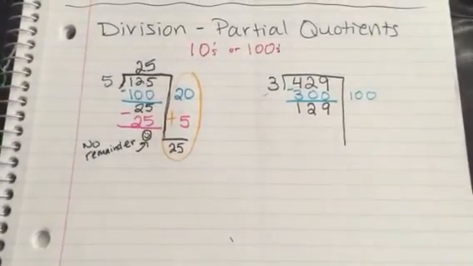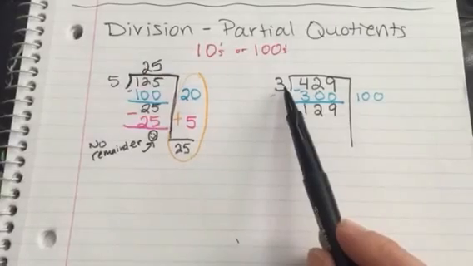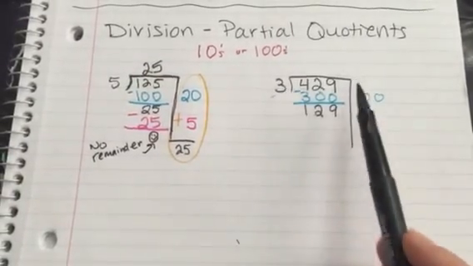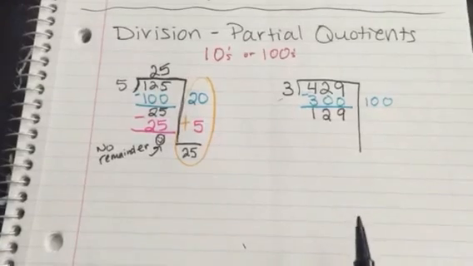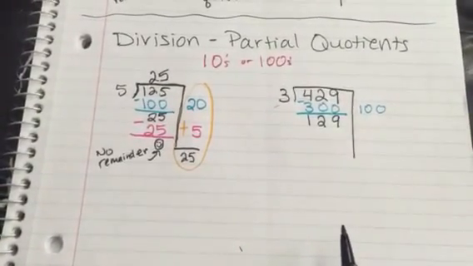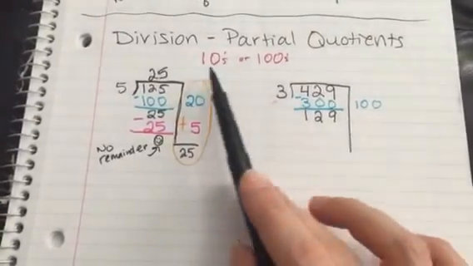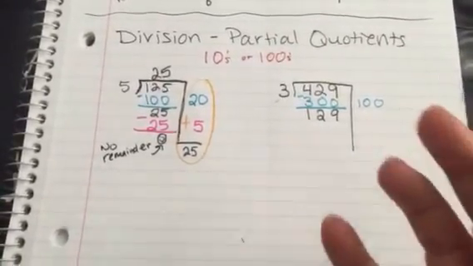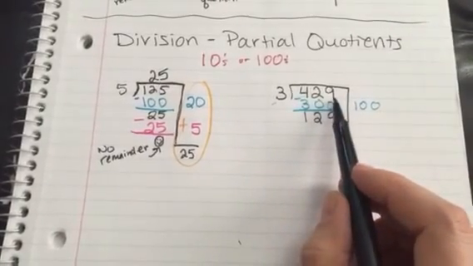So our problem for the second example is 429 divided by 3. I started just by drawing my long division house, which I will extend as I need to, depending on how many steps I have. And the first step that I always start with is, what is the largest multiple of 10 or 100 that I can pull out of my dividend, which in this case is 429.